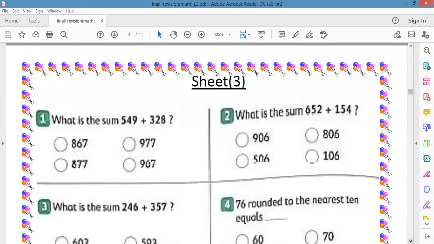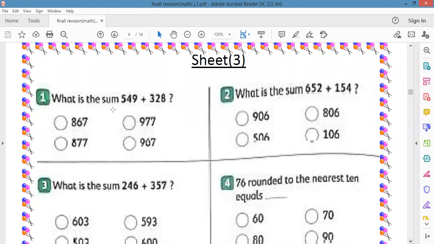Page number 3. What is the sum of 549 plus 328? We start with, excellent, start with ones. 9 plus 8. We put the greater number in your mind and raise 8 fingers. Count after 9. After 9, 10, 11, 12, 13, 14, 15, 16, 17. So we write 7 and raise 1 to the next place.